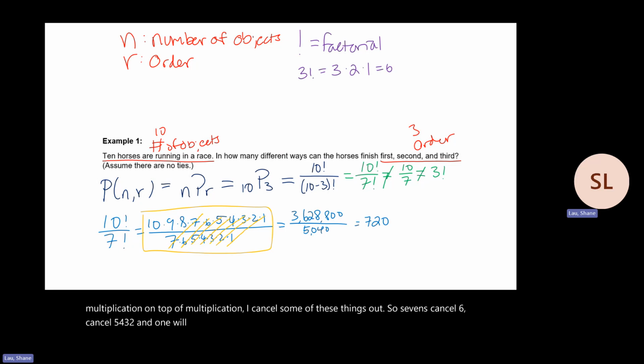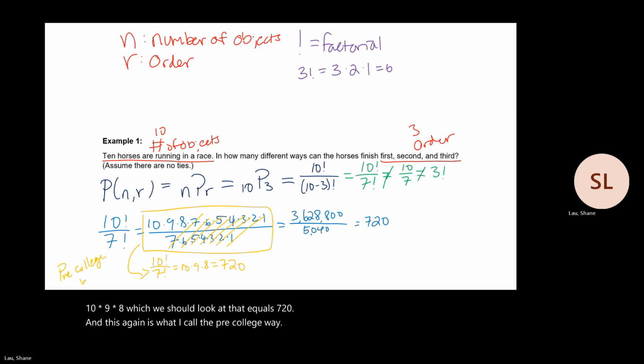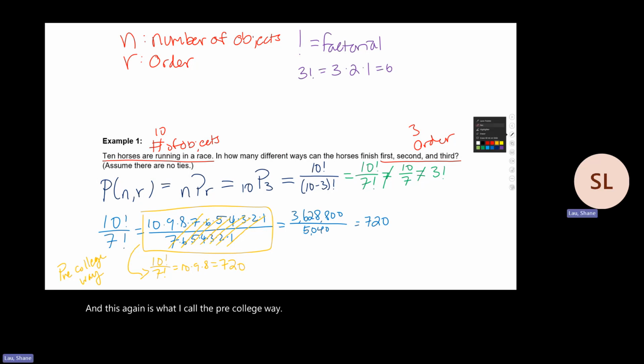And so what we're ending up with, after we have canceled everything, is 10 factorial over 7 factorial equals 10 times 9 times 8, which, would you look at that, equals 720. And this, again, is what I call the pre-college way. And the next way is going to be more of the college way.